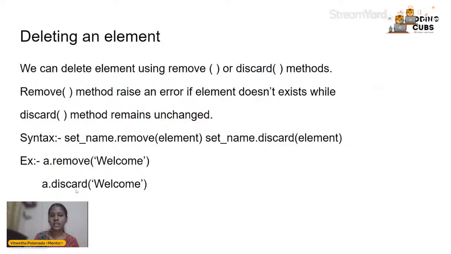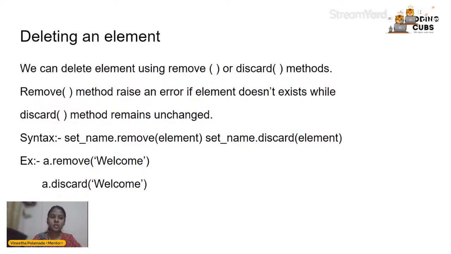Next, how do you delete an element? In order to delete an element, we have two methods. One is remove and one is discard. Both serve the same purpose, but a slight difference is that when you use the remove method, it will raise an error if the element is not there in the set, whereas the discard method will not do that. So what do we have here? A dot remove of welcome. Suppose my set does not contain this element called welcome, it will throw an error to me.